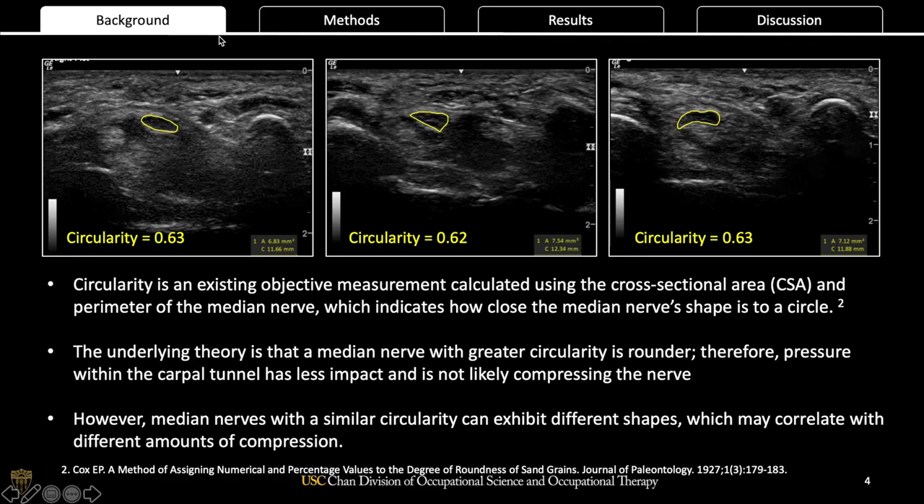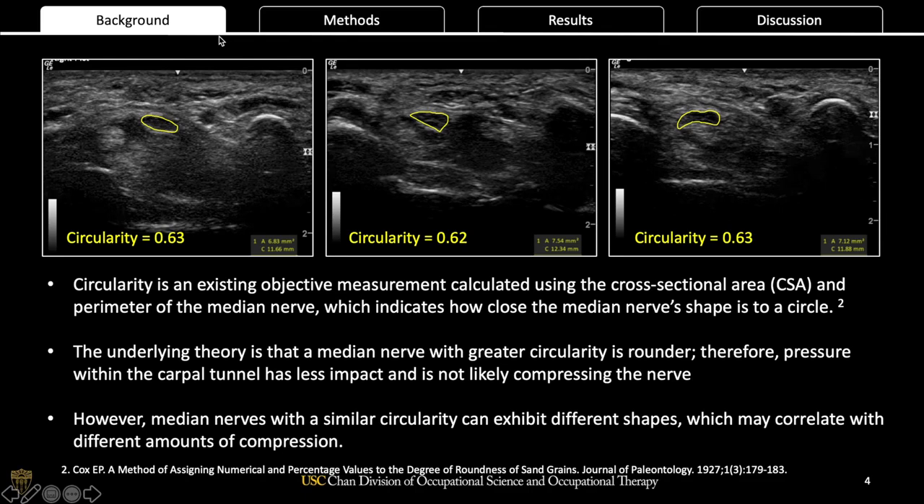There is an existing objective measurement describing median nerve shape, circularity. Circularity is calculated using the cross-sectional area and perimeter of the nerve. It indicates how close the nerve's shape is to a circle. The underlying theory is that a median nerve with greater circularity is rounder. Therefore, pressure within the carpal tunnel has less impact and is not likely compressing the nerve. However, median nerves with a similar circularity can exhibit different shapes, which may correlate with different amounts of compression.